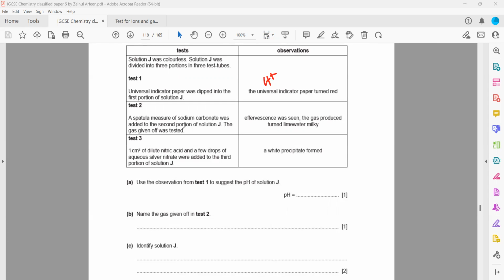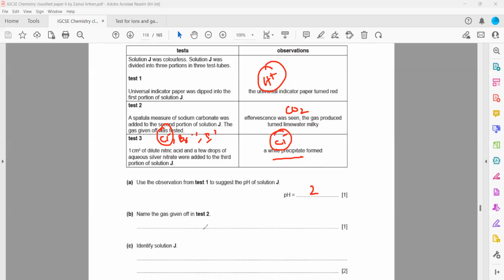When we add sodium carbonate, there is effervescence and lime water turns milky. This confirms that it is an acid, because acid plus carbonate gives carbon dioxide gas. Nitric acid and silver nitrate is a test for halides: chloride, bromide or iodide. We have chloride because of the white precipitate. So chloride is confirmed, which gives an idea that there is hydrochloric acid, with the proton and the chloride.